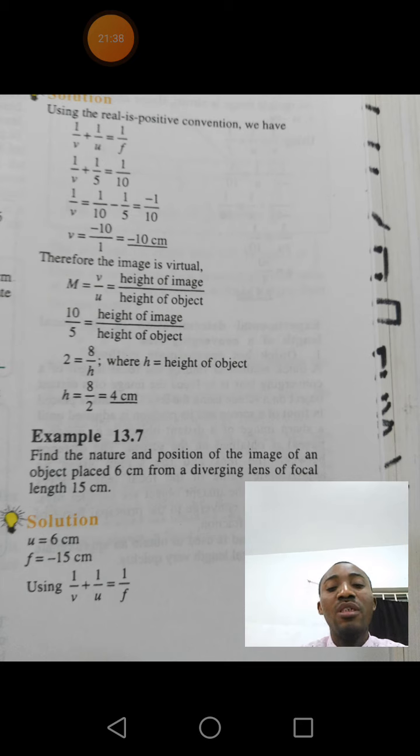Then, as an assignment, I want you to also define what we call short-sightedness and long-sightedness, and how each of these can be corrected. That's assignment number 2. Assignment number 3 is to write the similarities between the human eye and the camera, and the differences.